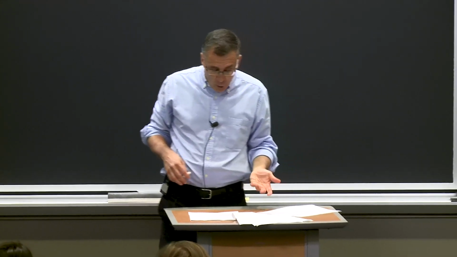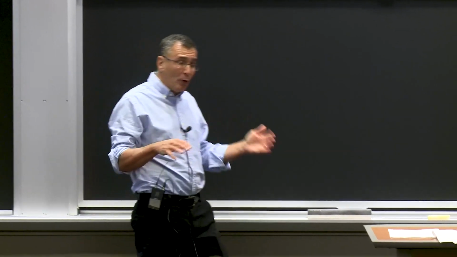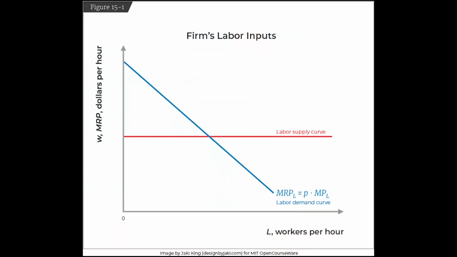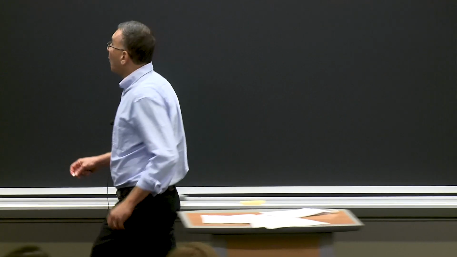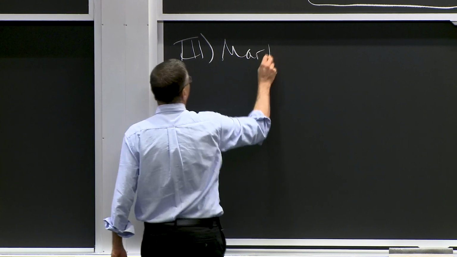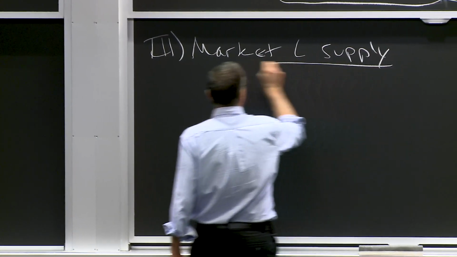Now let's talk about where labor supply comes from. We talked about how at the firm level, labor supply is perfectly elastic. So go back to figure 15.1. That was a firm level curve, okay? That's a perfectly elastic labor supply to a firm. But that doesn't mean labor supply to the market is perfectly elastic. So now we want to derive market labor supply. So I'll call this deriving market labor supply.